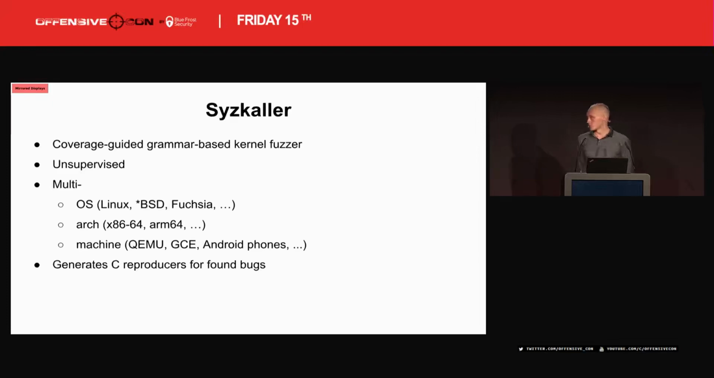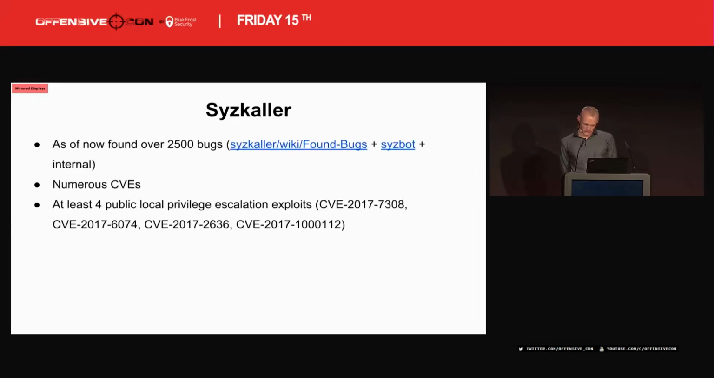One of the coolest things that Syzkaller does is that it can generate a C reproducer for a bug that it finds. It's quite useful. And as of now, we found a few thousand bugs. There are a bunch of CVEs.